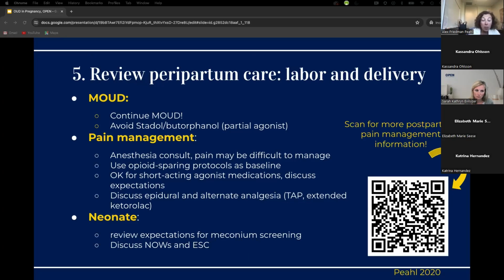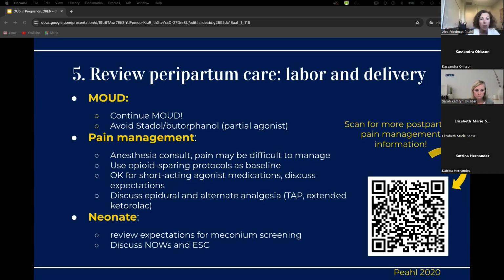For peripartum care on labor and delivery, it's really important to address pain management. Patients should absolutely continue their medication for opioid use disorder and avoid partial agonists on the labor floor for pain management. In preparation for birth, an anesthesia consult can be really helpful, as pain can be more difficult for patients who have ongoing opioid exposure.